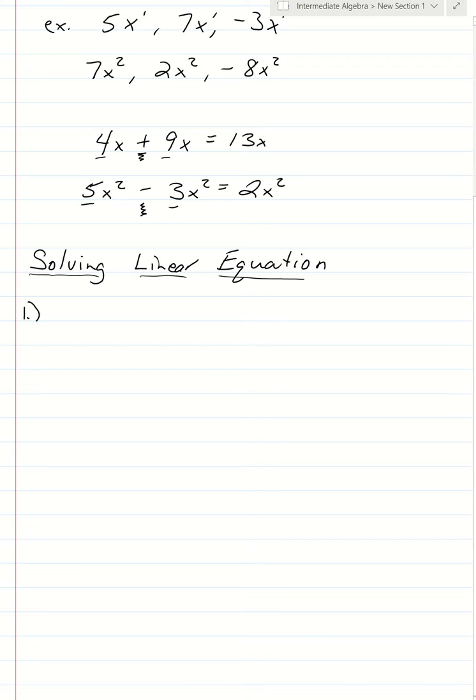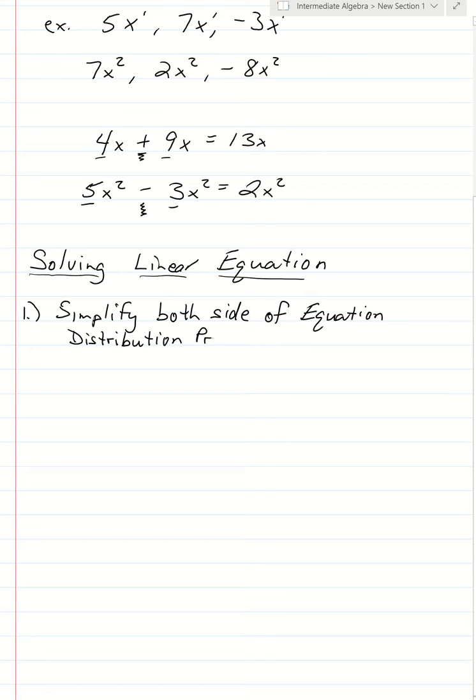Well, step 1, what we want to do is we want to simplify both sides of the equation. That's very important. And I'm going to tell you how we're going to simplify both sides of the equation. We could do one of 2 things. We could either use the distribution property, or we can combine like terms.